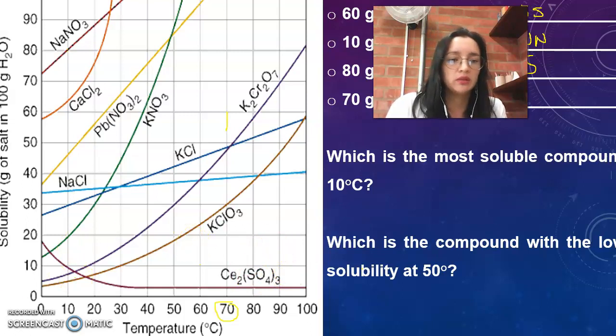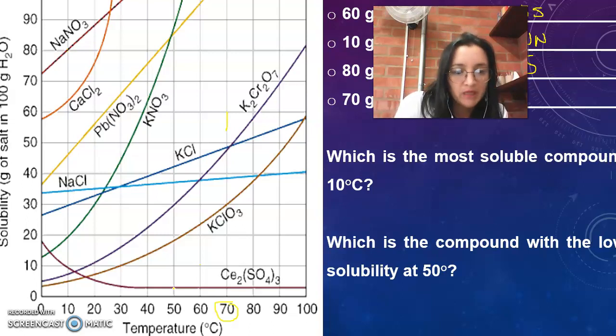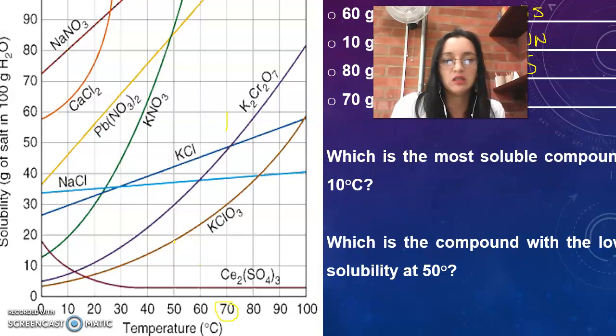So the lowest solubility at 50. So once again, I go to 50, and the first line that I find is going to correspond to the least soluble compound, because I can only add around 2 grams of cesium sulfate. While for the others, for example, potassium chloride, if you notice, it increased a lot as we move up in temperature. At 50 degrees, I can already add 18 or 19 grams.